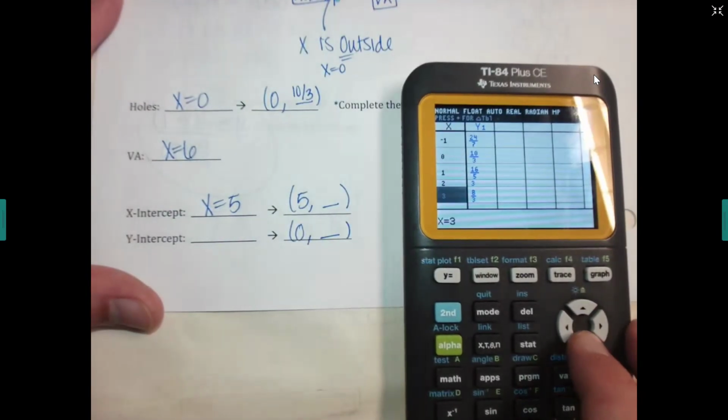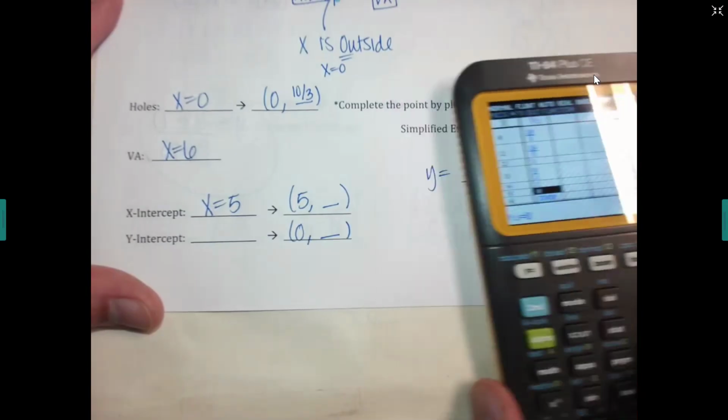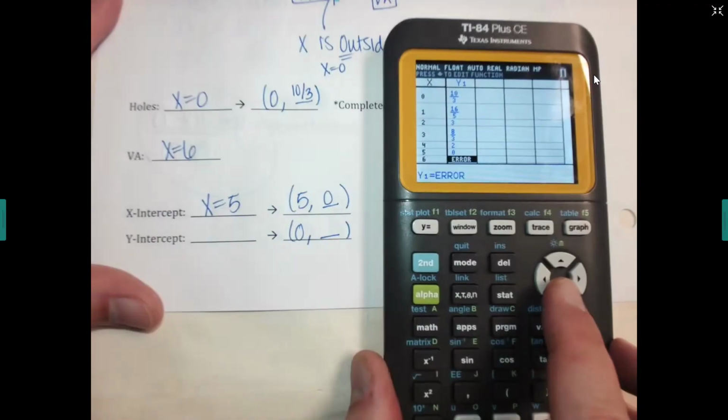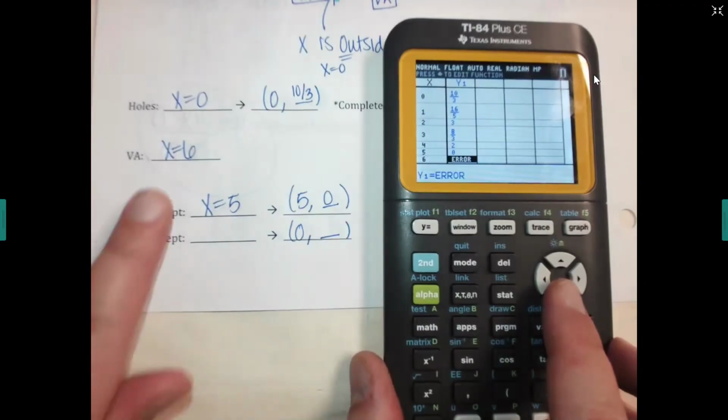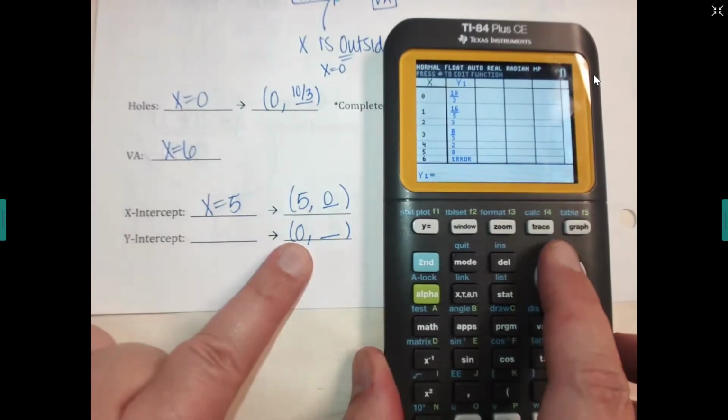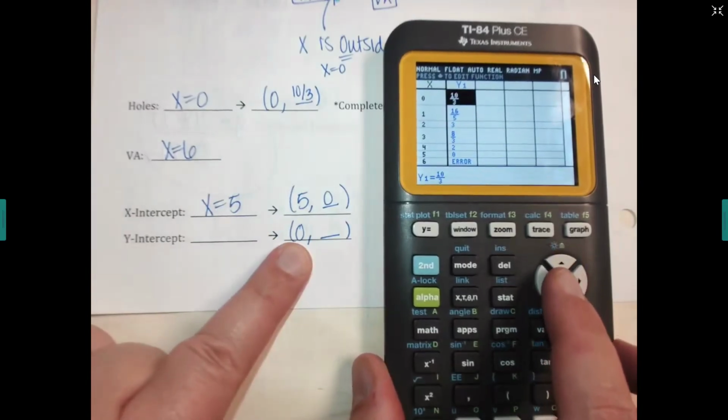I'm looking for 5's partner, and it's a 0. Now notice, what is 6's partner? Why is it an error? Because I can't touch 6 because I have a vertical asymptote at that x, right? Okay, and then for the last one, I want 0's partner, and do you remember that was 10/3?